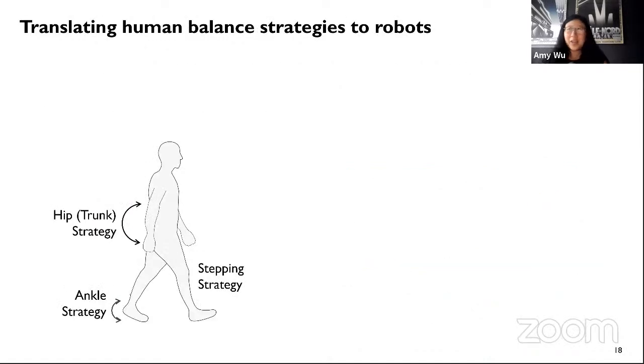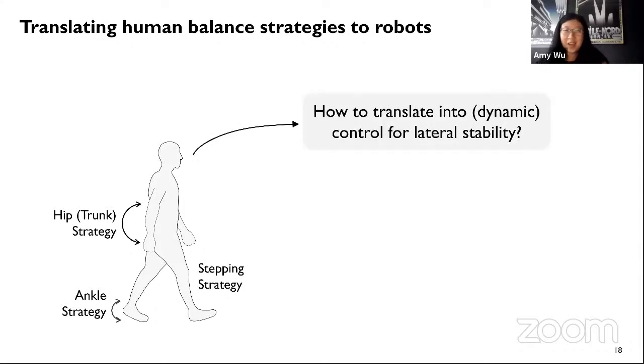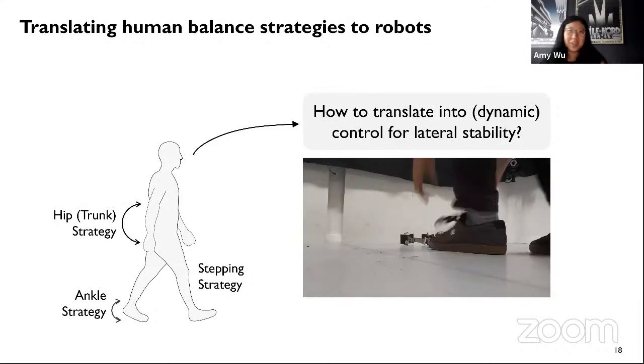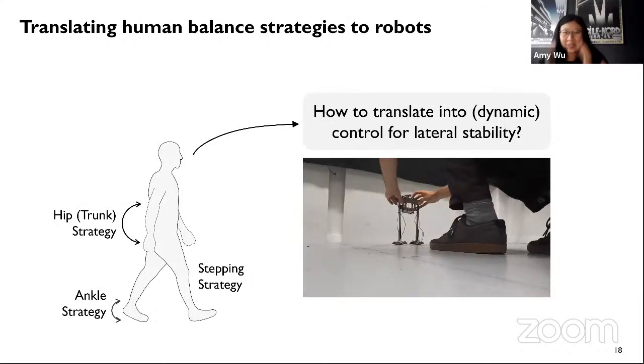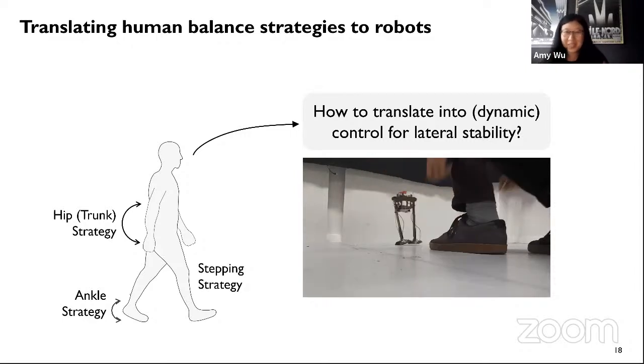And so I think all that is great. I think a challenge would be how do we translate those to robots for lateral stability? So I just wanted to show this video as well. Some of you might recognize it's a version of the Rando robot, but we were trying to get some sort of lateral stability in there.